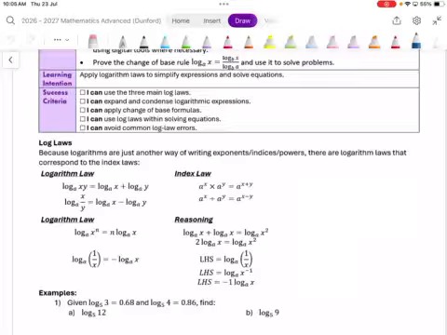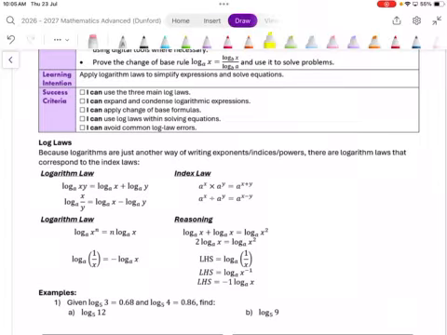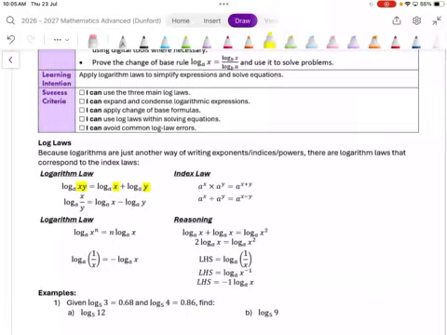Our first one here is when we have log base A of x times y, it equals log base A of x plus log base A of y. Now that corresponds, because we have x times y here, and we have an x plus a y. So it corresponds to our index law of a to the x times a to the y, which equals a to the power of x plus y. Okay, so when we have times, it means plus, exactly like our index law.